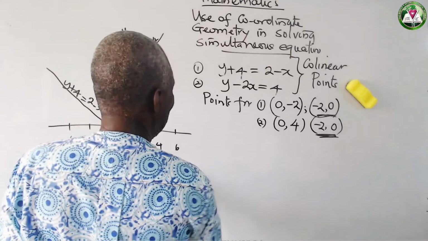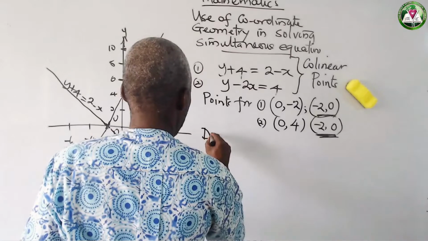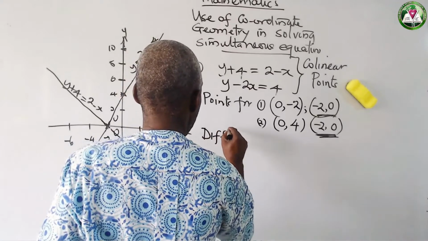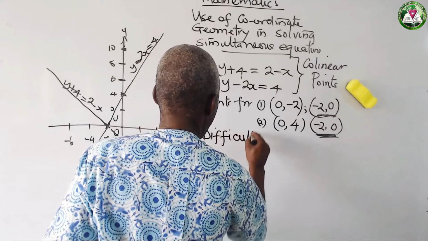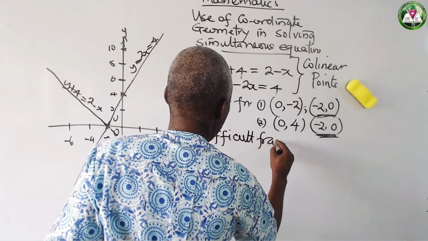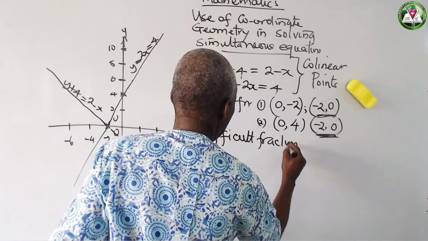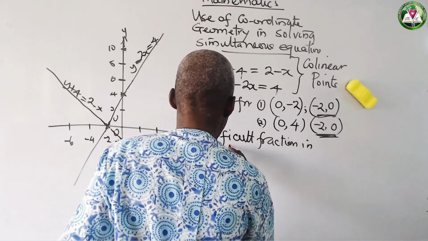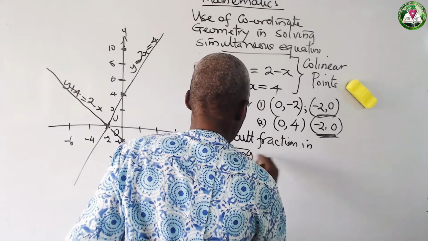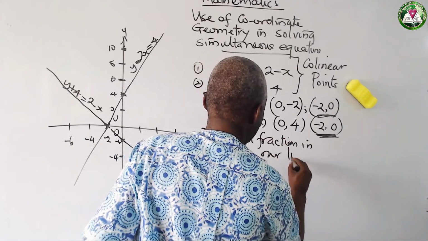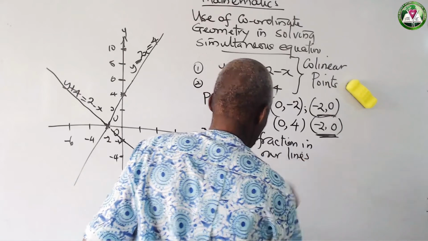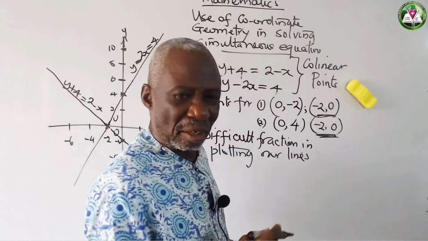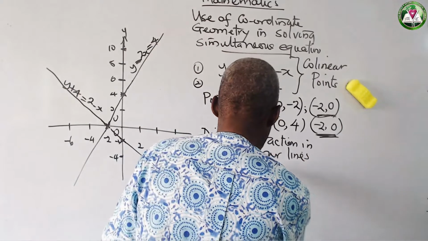Difficult fractions in plotting our lines. We want to take an example. And the examples are like this.